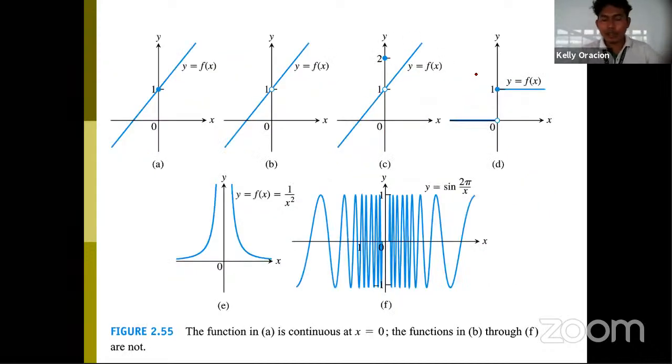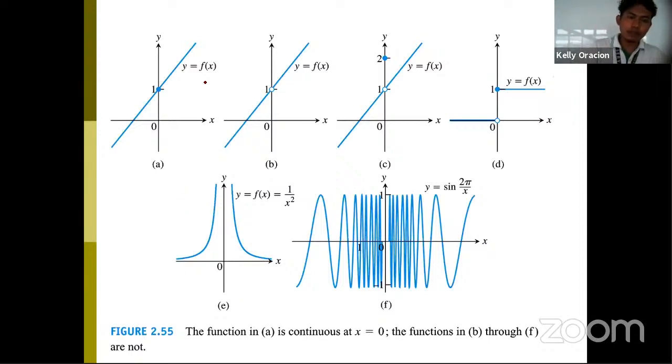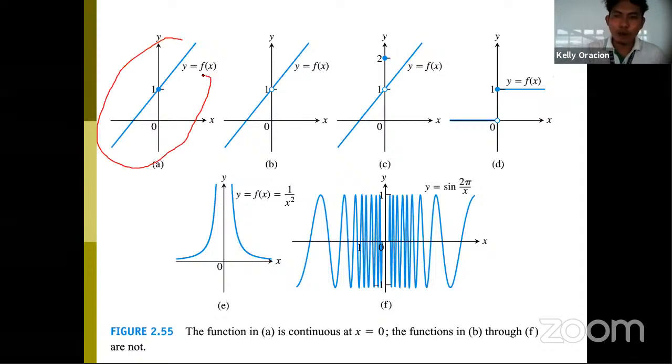And also, itong graph nito, from A, B, C, D, E, F, ang A lang ang continuous. Again, si A lang yung continuous. Bakit? Wala kang makikitang naka-hold dyan. Walang bangag dyan. Oo. Si B, ito.